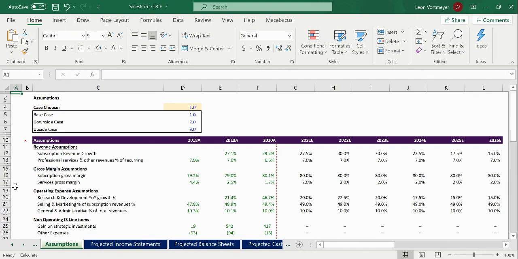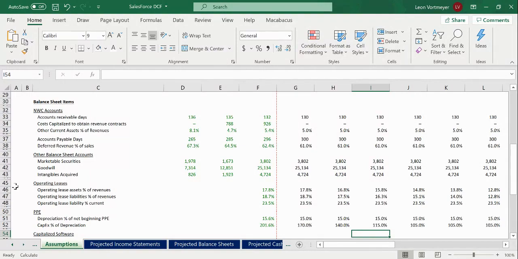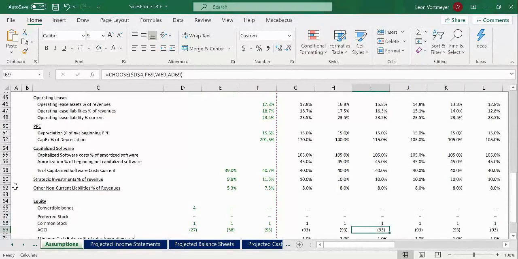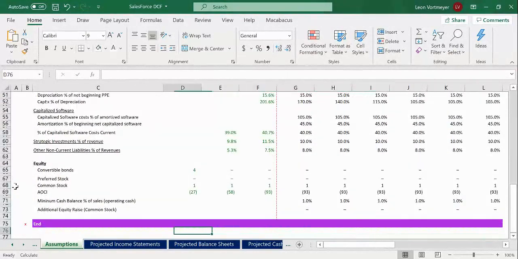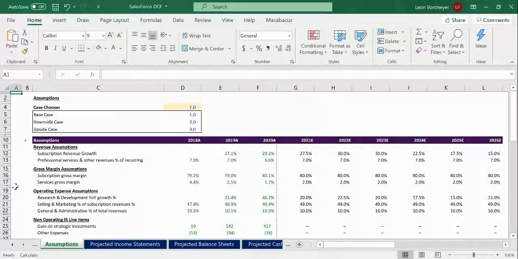So after you've projected those three statements, which comes off of this assumptions tab, and you can look through this assumptions tab to get an idea of how I've chosen to project certain line items. Certainly, this is not the only correct way to do things. There are many ways you can project particular line items, and just having a reason for why you did it a certain way is an important thing. So be reasonable and logical in how you're projecting things.